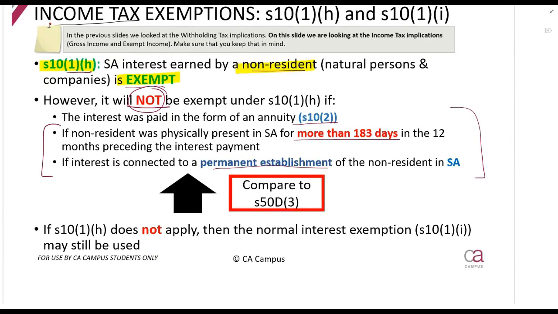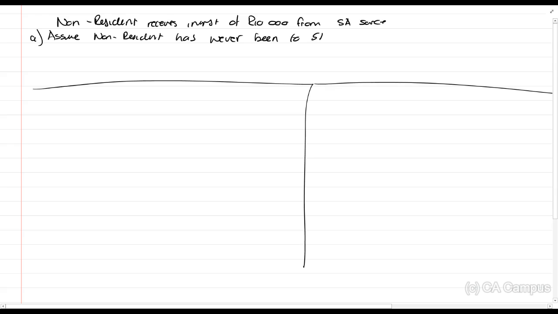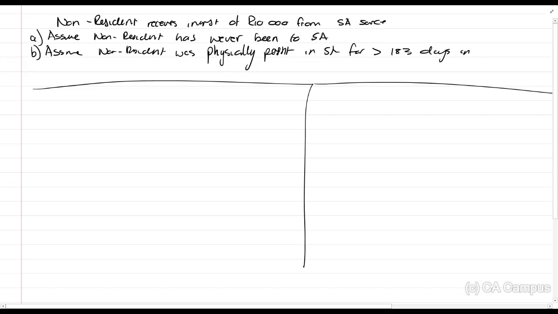So what does that mean? Okay, so I want you to just quickly see here. A non-resident receives interest of 10,000 from an SA source. A, assume the non-resident has never been to South Africa. B, assume the non-resident was physically present in SA for more than 183 days in the preceding 12 months. I'm just trying to trigger that situation.